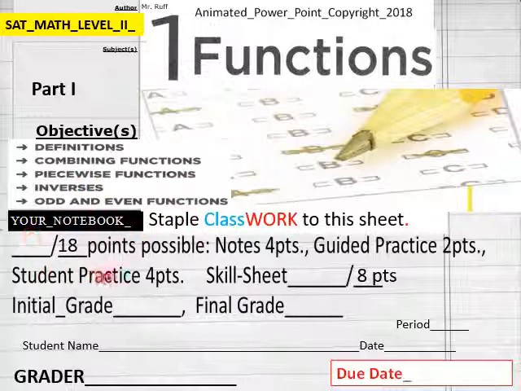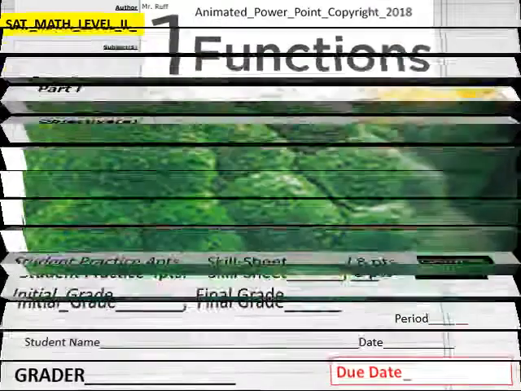You've got 18 points for your notebook guide, and then 8 points will go onto your classwork sheet. Have that out in front of you. Name, date, period in my class, due date for onliners, homeschoolers. And we go into page 1 here.